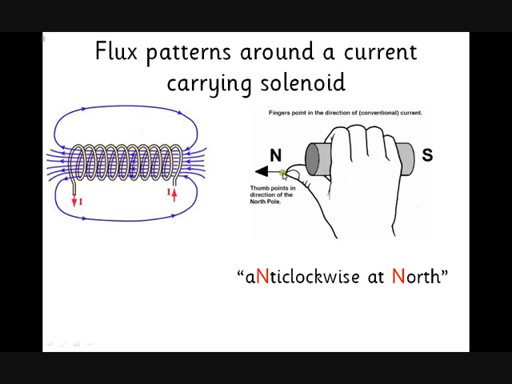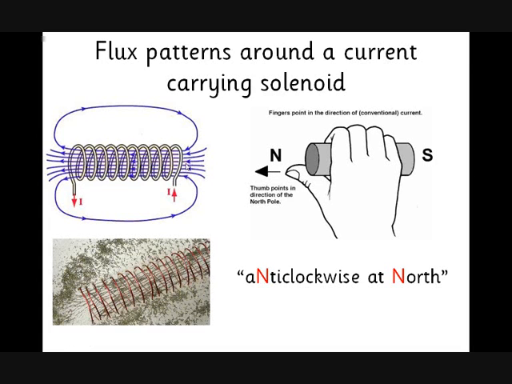You can remember which end is the north pole by looking at the direction of the current at each end. If you imagine the current flowing around that coil in an anti-clockwise direction at this end, it means this is the north end and this is the south end. And if you did the experiment with the iron filings, you can see the field lines quite clearly here, showing that this is acting in the same way that a bar magnet would.